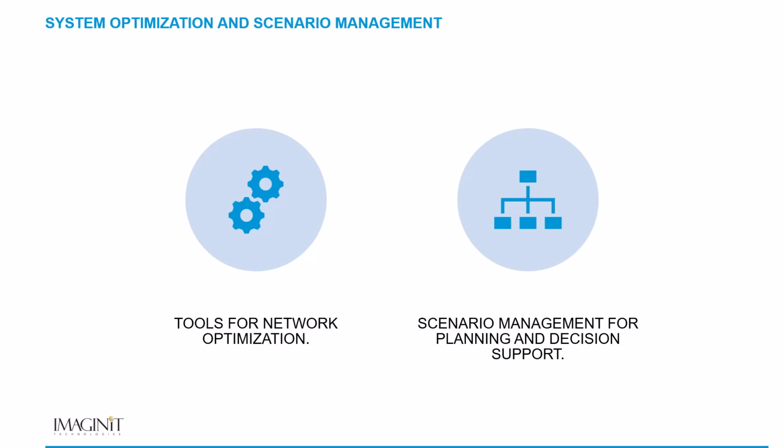Scenario management also enhances communication with stakeholders by providing clear visual representations of potential outcomes. This supports collaborative decision-making and helps build consensus on strategic directions and investments. The system optimization and scenario management features of InfoWater Pro empower utilities to refine their operations and plan for the future with confidence. By harnessing these tools, water professionals can ensure their systems are not only optimized for today, but are also scalable and adaptable for tomorrow's demands.